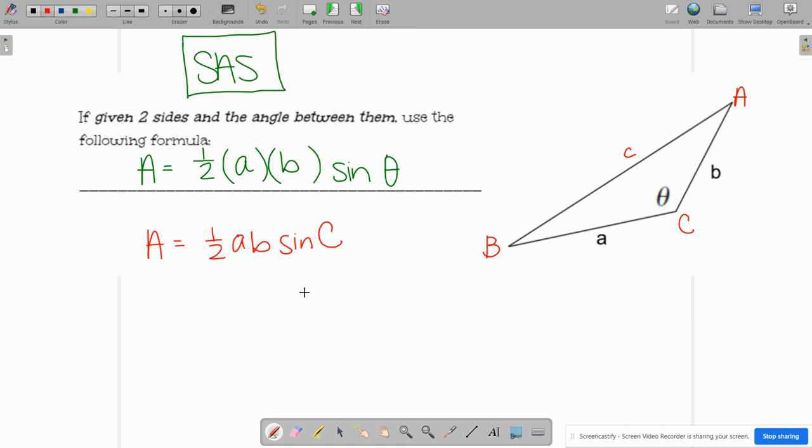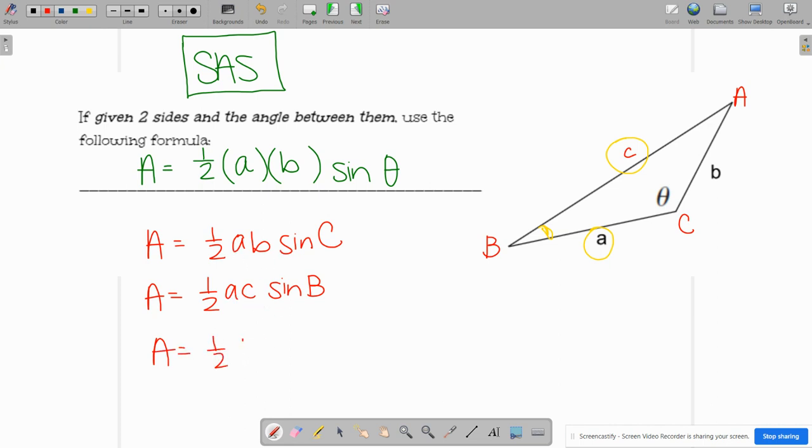So your book could write something like 1/2 A times B, and then they'd say times the sine of C, or depending on which sides and which angle you have, it could be 1/2. If you had A and C, then you would have the sine of B, right? Because B is in between A and C. So if you were given C and A, you'd plug in C and A here and have the sine of B.